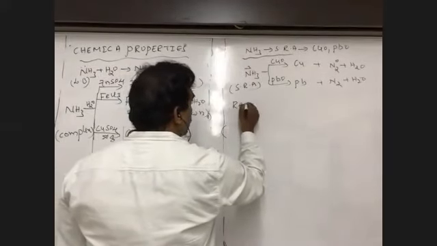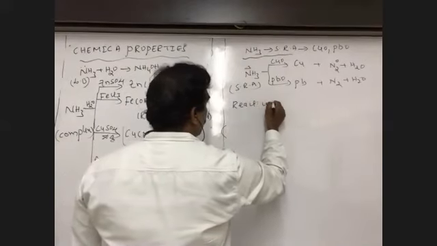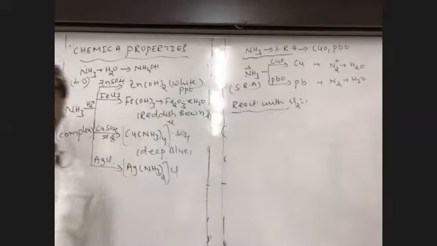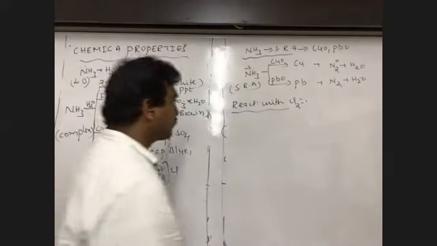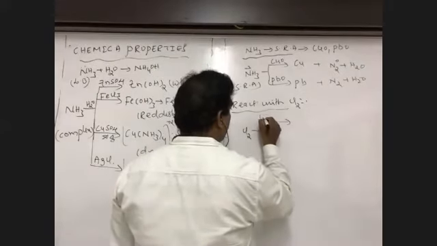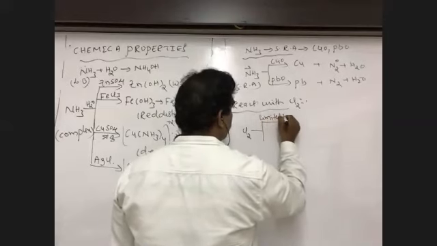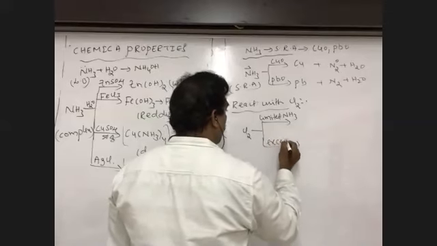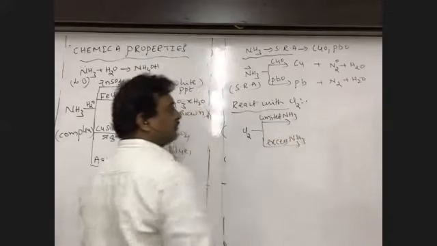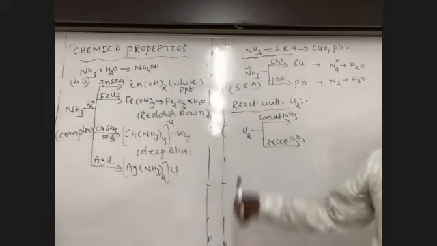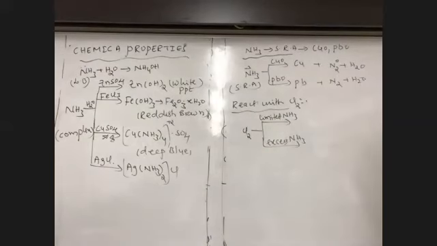Next, ammonia also reacts with chlorine, Cl2. In this process, when Cl2 reacts with a limited amount of ammonia, and when Cl2 reacts with an excess of ammonia, two different types of products are formed. This is very, very important.